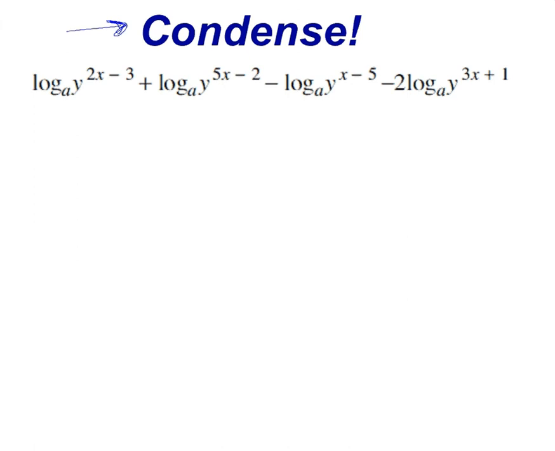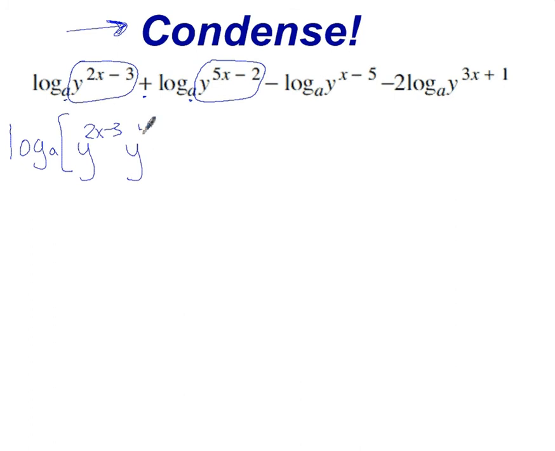First of all, we see the same base on these two logarithms in the very beginning. So let's just combine that. We have a plus sign in between two logs, so that can become a multiplication on the inside. So we've got log base a, and on the inside we're going to multiply the two arguments: y^(2x−3) multiplied by y^(5x−2). Okay, no problem. The first two logs we've already condensed a little bit into one log.